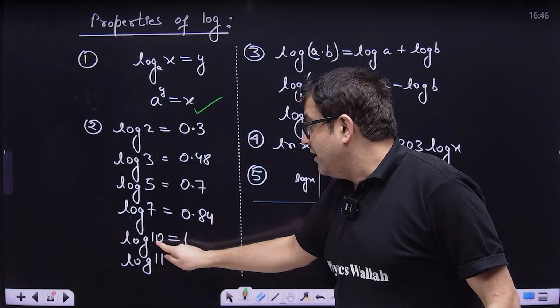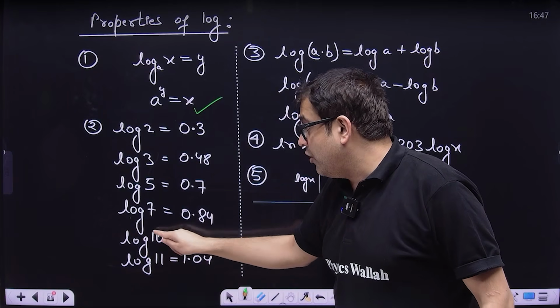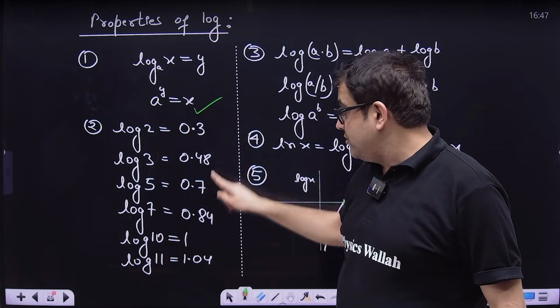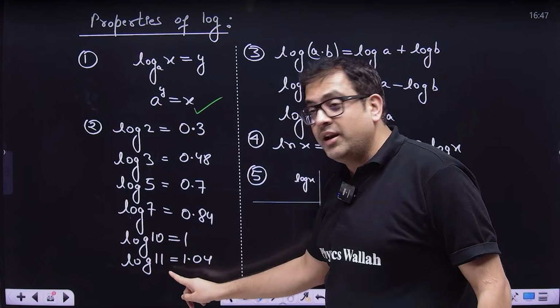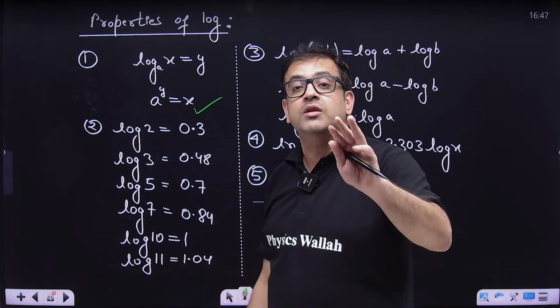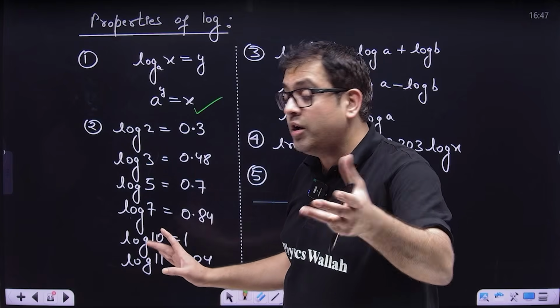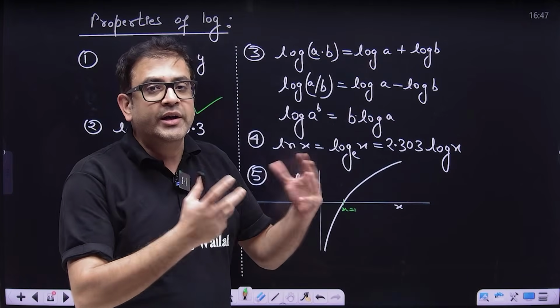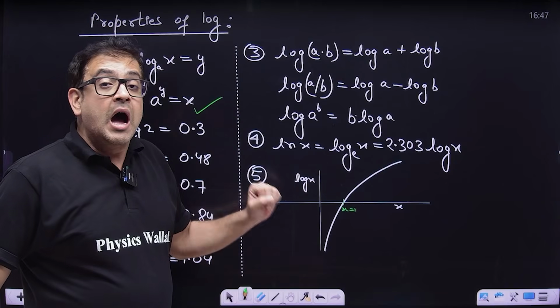Log 10 is 1, why? Because the base is 10, so log of 10 to the base 10 will be 1, since 10 raised to the power 1 is 10. What is log 11? Log 11 is 1.04. These logarithmic values, if the question offers them, good. If not, then you should know this data so that you can use it directly to calculate log of any value. How will you calculate?